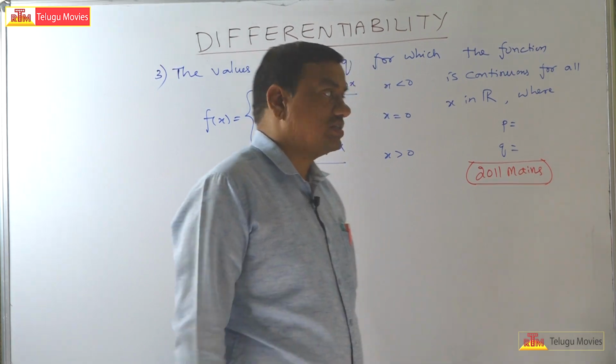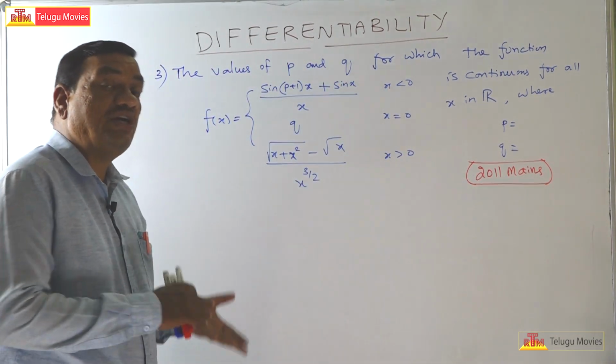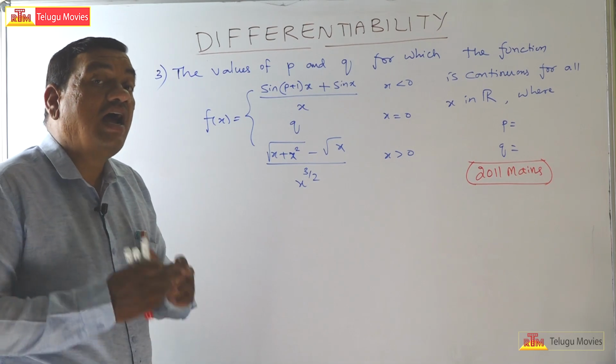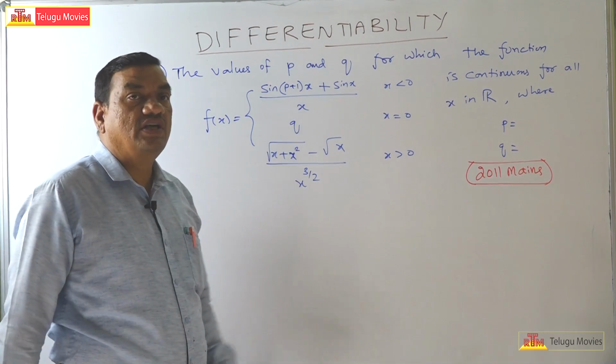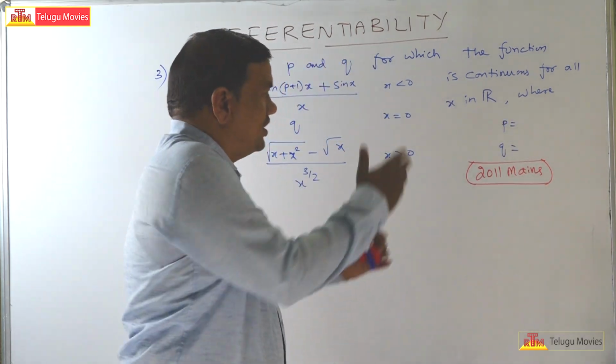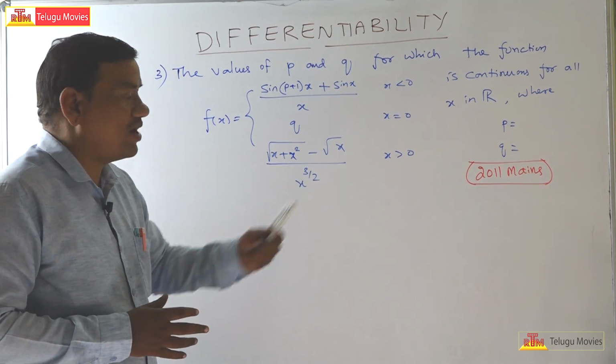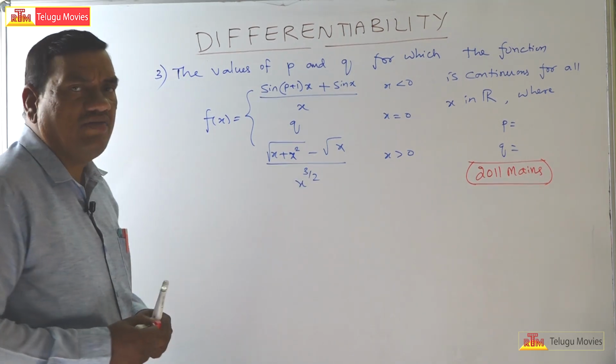It is continuous. So, that means that at x is equal to 0, its left hand side derivative and right hand side derivative are equal, and that is equal to q. Then what is the value of p and q? So, options are also given. There is not much space, and that is why I am not writing the options. Okay. So, very easy problem.